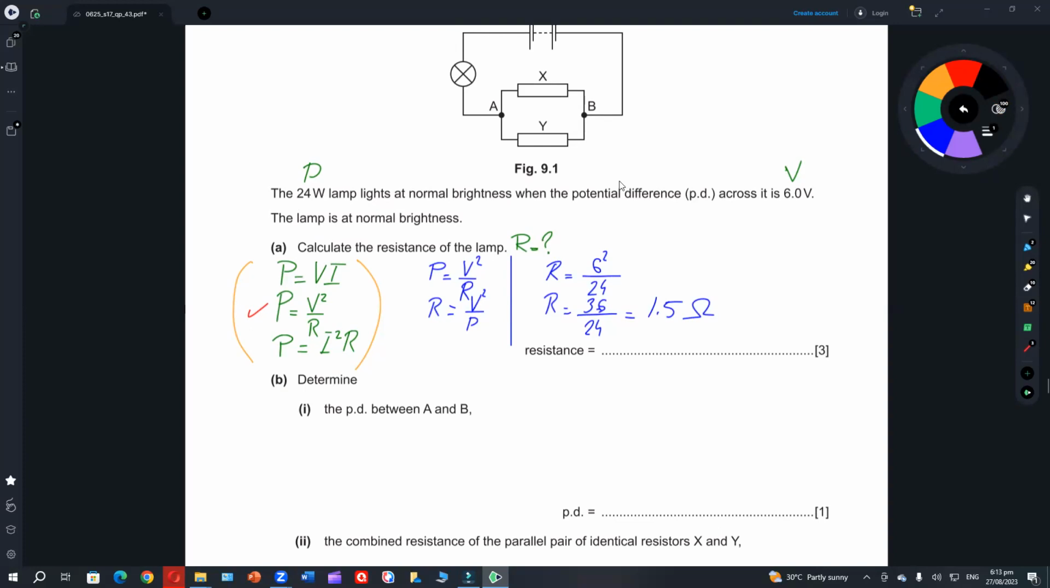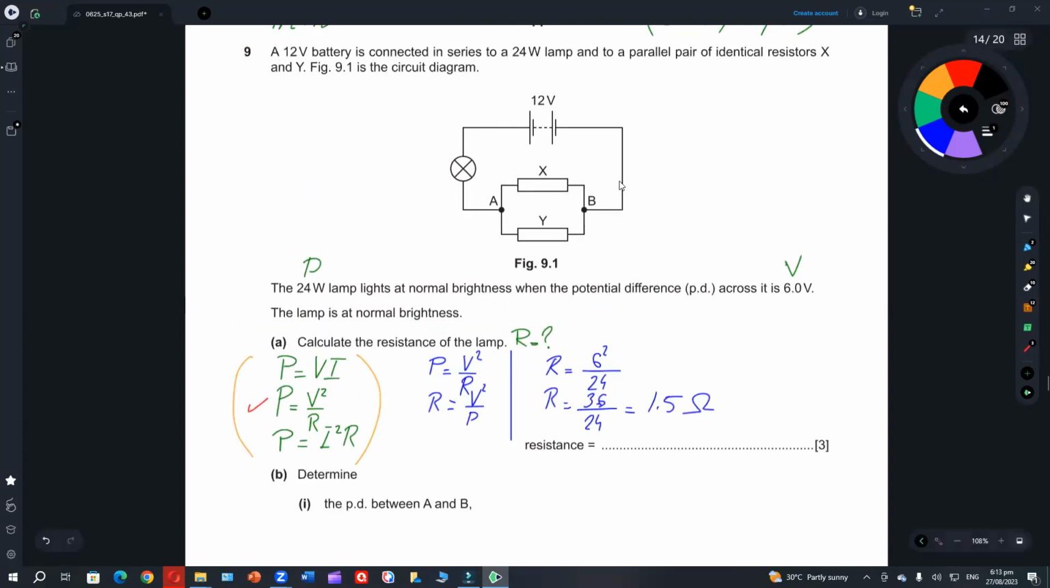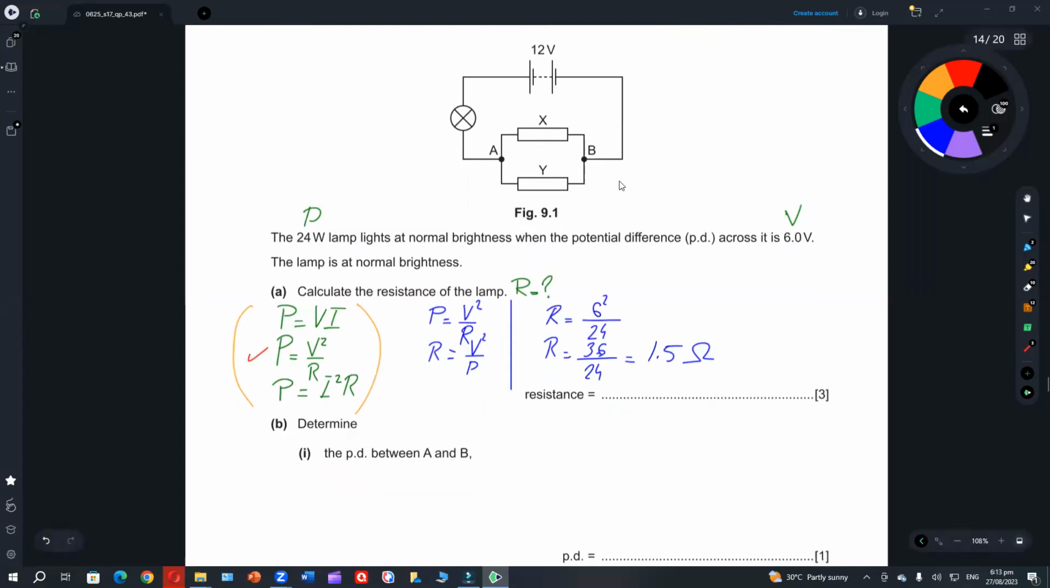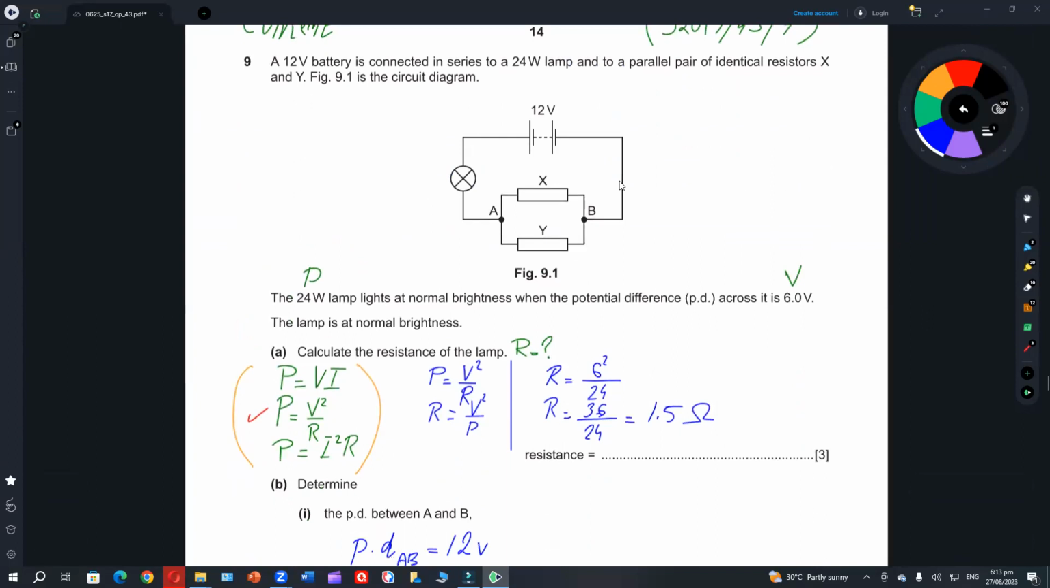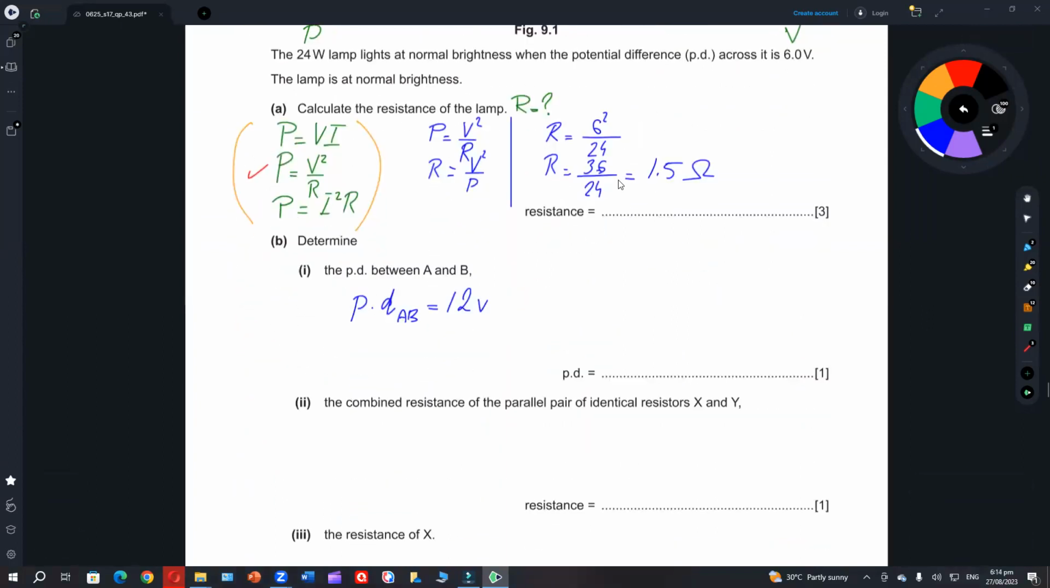Determine the PD between A and B. He's asking to find the voltage between A and B. A and B means two connection points. X and Y are in parallel. In parallel, voltage is the same. Voltage is 12 volt. So across A and B, the voltage would be 12 volt.